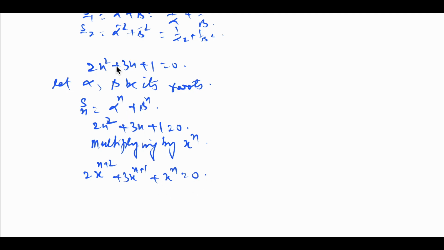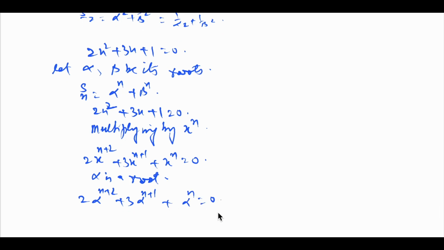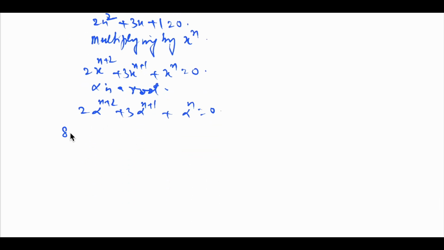If alpha is the root of this equation, alpha must be the root of this equation also. Since alpha is the root, I can say 2 alpha power n plus 2 plus 3 alpha power n plus 1 plus alpha power n is equal to 0. Similarly, beta is a root, so I can say 2 beta power n plus 2 plus 3 beta power n plus 1 plus beta power n is equal to 0.